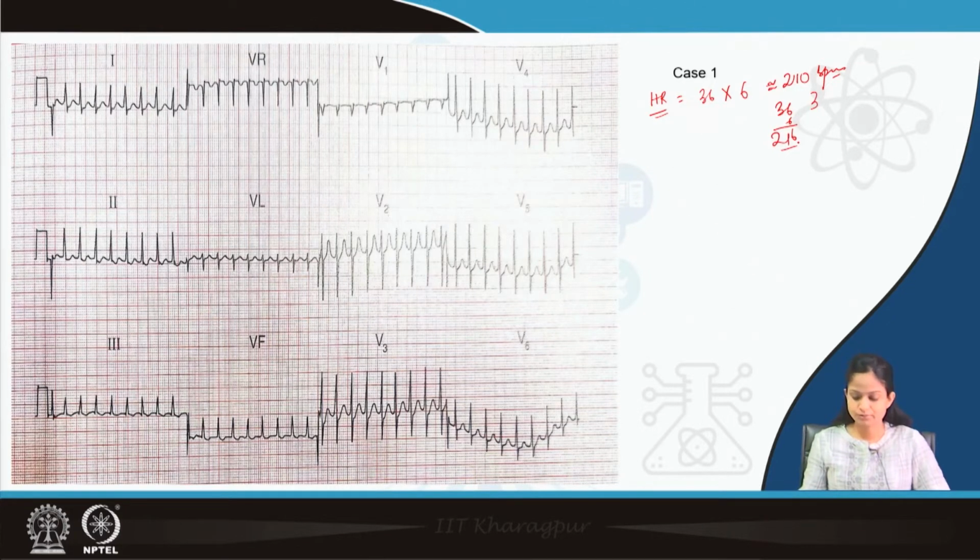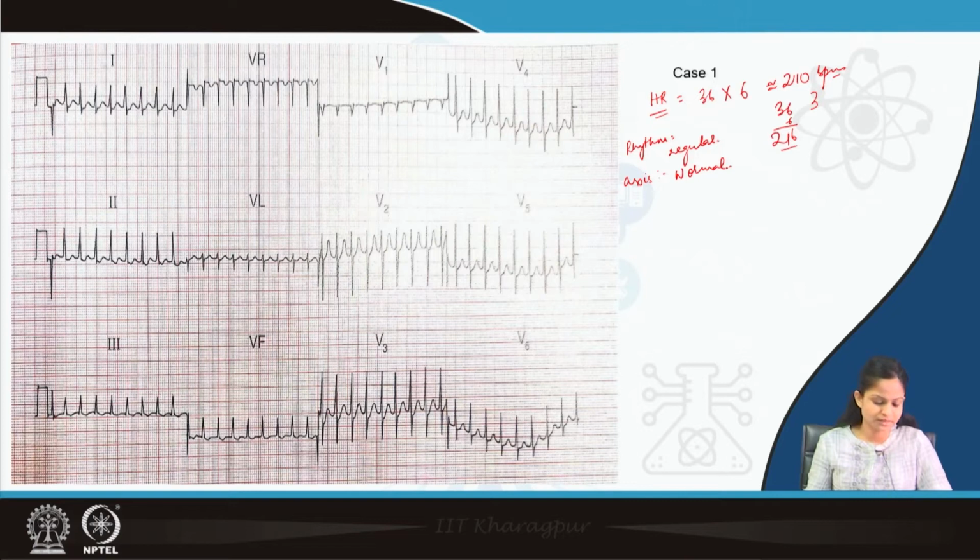Now, next we are supposed to see what the axis is. The rhythm is actually regular over here. Axis we define by the quadrant approach, that is lead 1 and aVF, which are both directing to the positive side. So, axis is normal. Now, we will see the QRS complexes, the waves over here.